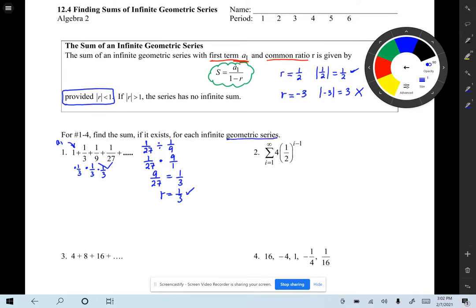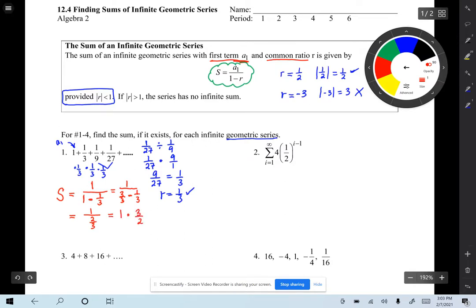Okay, so now for the sum. The sum is equal to the first term, which is 1, divided by 1 minus the common ratio. So that's the same thing as 1 over 1, I'm going to write as 3 over 3, minus 1 over 3, so it has the same common denominator. So at this point, you have 1 over 2/3, which is the same thing as 1 times 3 over 2, because you multiply by the reciprocal. Got to remember to flip that fraction. So your sum is 3 over 2.